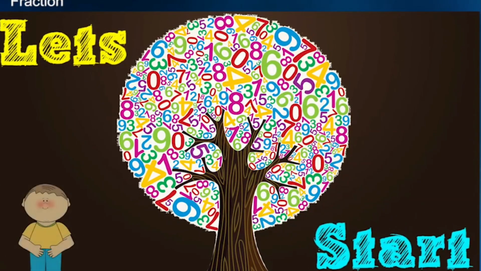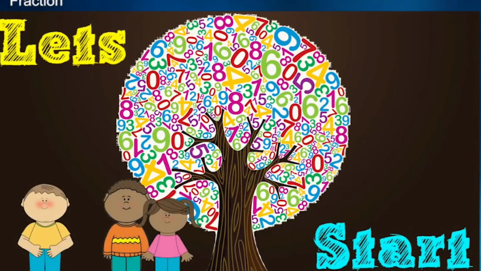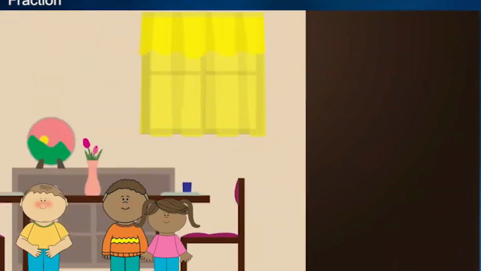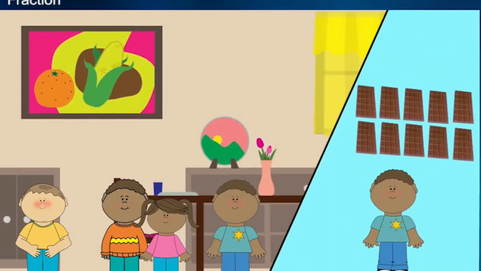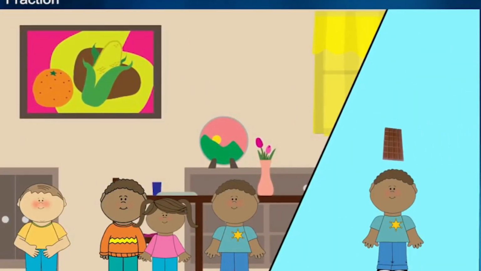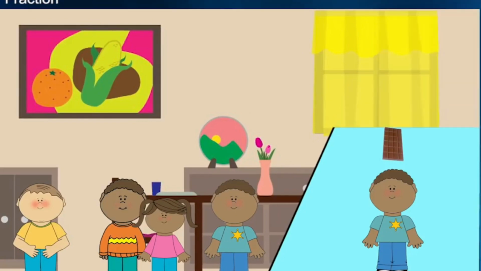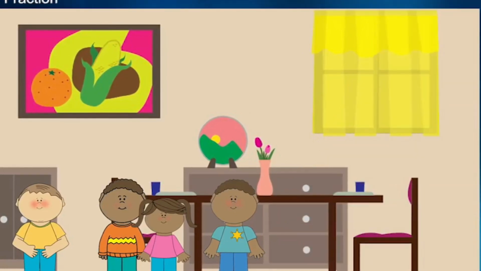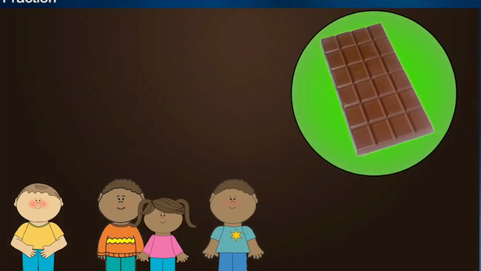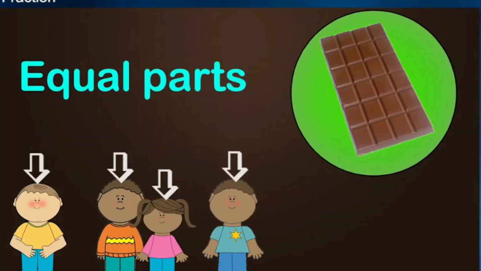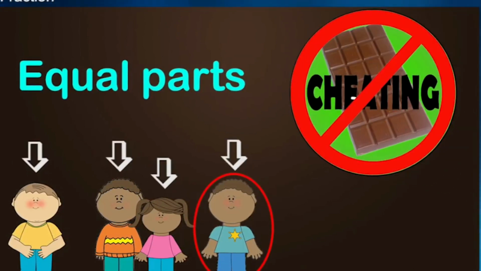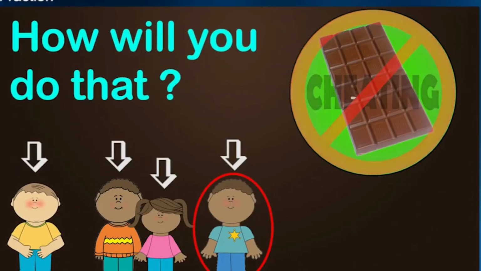Let's start a session with you and some of your friends. You and two of your friends went to Ben's house. All the while waiting for you all, he ate 9 out of 10 chocolates which he kept for you all. Now, you are left with one whole cake which you have to share among your friends equally, including your friend Ben. Remember, no cheating. How will you do that?